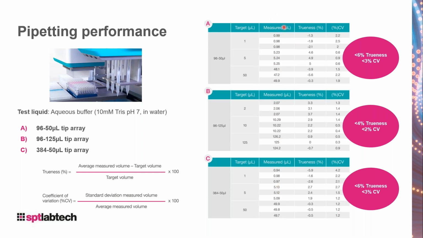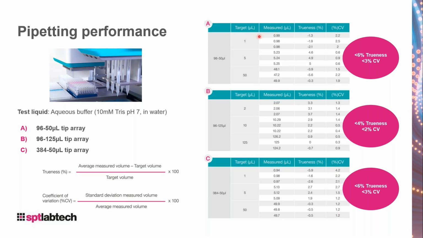Using this measured volume, we could calculate the trueness of the dispense. So the trueness is a measure of how close our measured volume is to our target volume. We can also look at the variation in this measured volume by calculating the coefficient of variation, the percent CV. So what we found was that the variation across all of our transfers was low. It was less than 3%, even when we're looking at dispense volumes in the 1 to 2 microliter range.